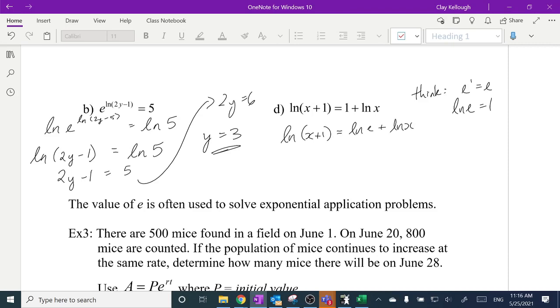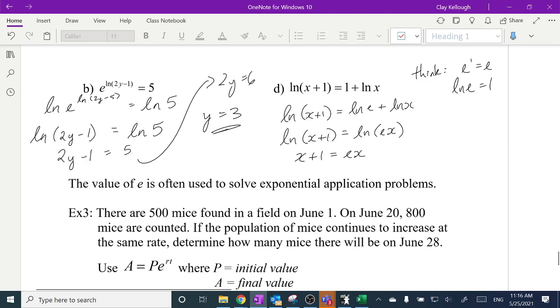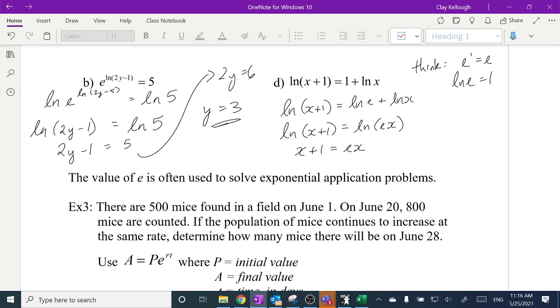Then, since this is the same base, I can combine the arguments into a multiply. Oops, forgot the actual log. There we go. Now I can anti-ln both sides of the equation and say that x plus 1 equals e times x. That's just normal. Again, e is just a number. This is like saying x plus 1 equals 2x. In this case, it's not 2. It's 2.718, blah, blah, blah.